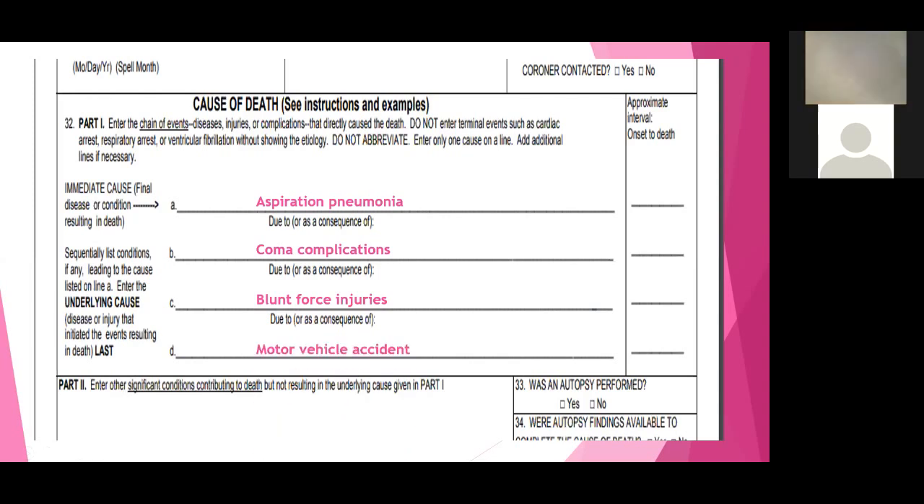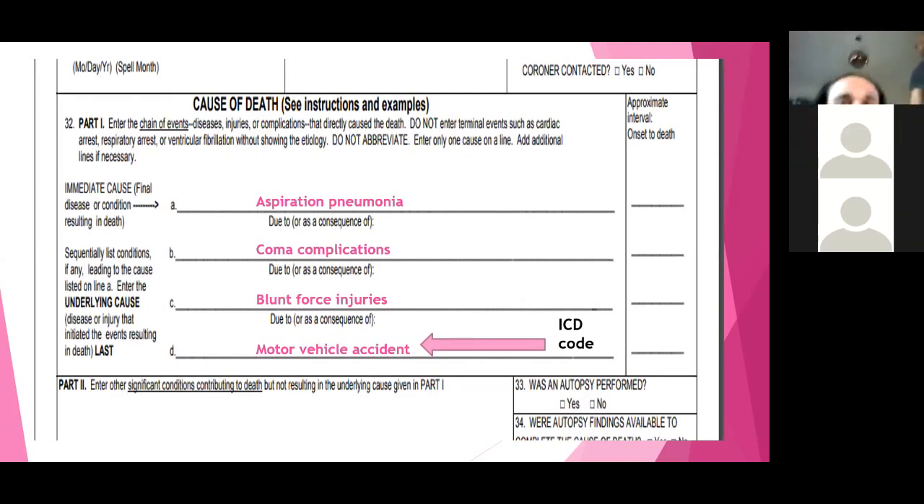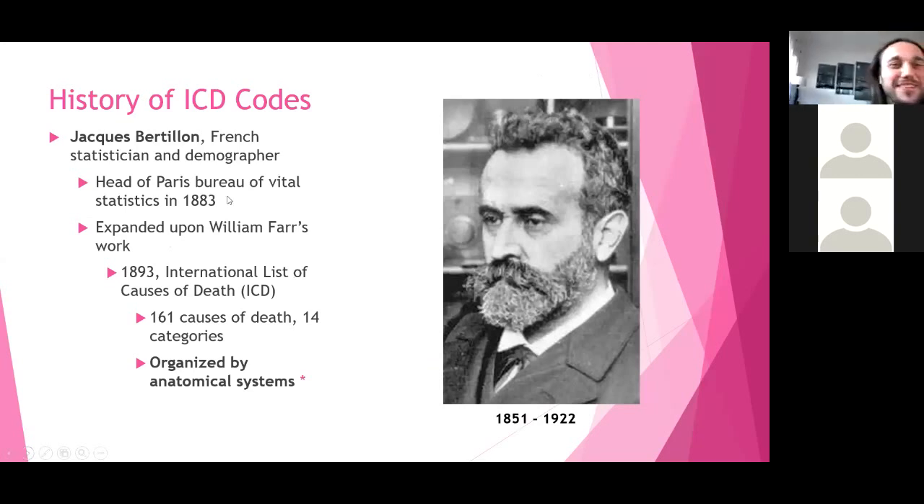And this 4th line is what gets turned into an ICD code, and that's what gets put as, this is what killed you, this is why you died. So when you thought the history lesson was over, speaking of ICD codes, this is Jacques Bertillon.